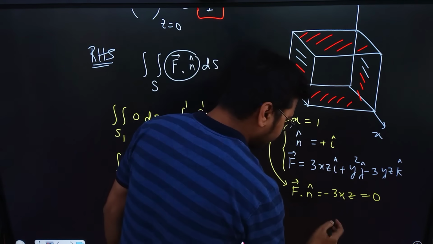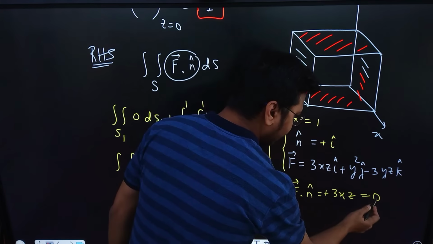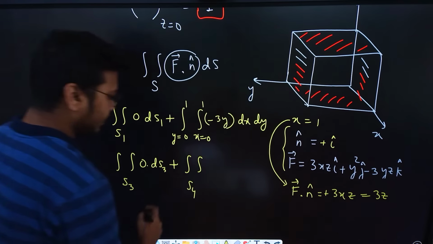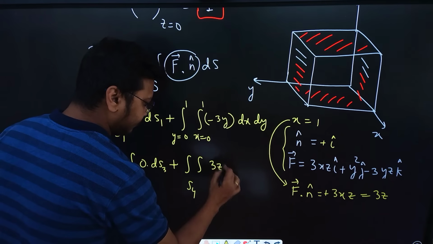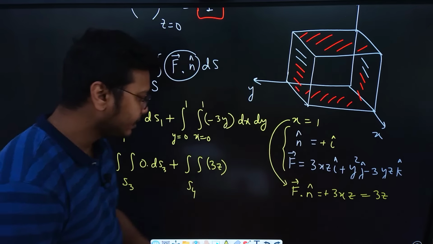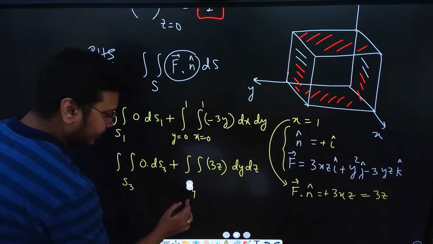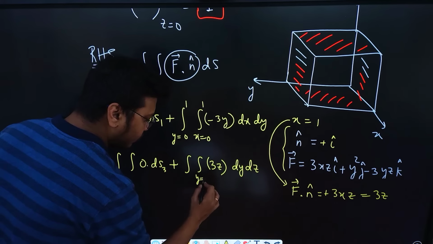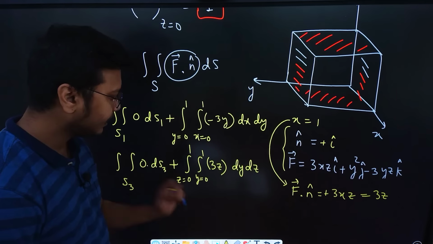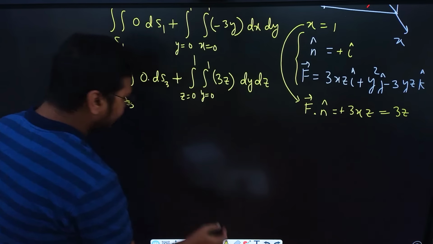So if we put those values over here, it's going to be plus 3xz, and if I put the value x equals 1, that's going to be 3z, correct? So we are having 3z. Now on this plane, x value is fixed, that is 1. So the remaining variables are dy and dz. So you can understand that y is varying from 0 to 1 and z is varying from 0 to 1, correct? So we have done the 4 surfaces. Now moving on to the 5th and the 6th one.